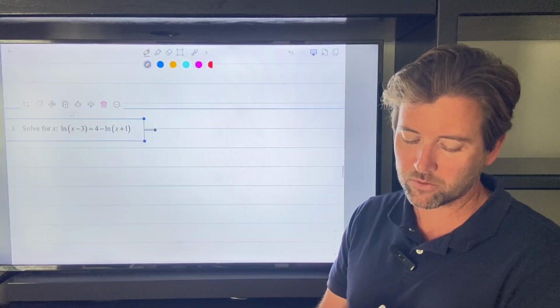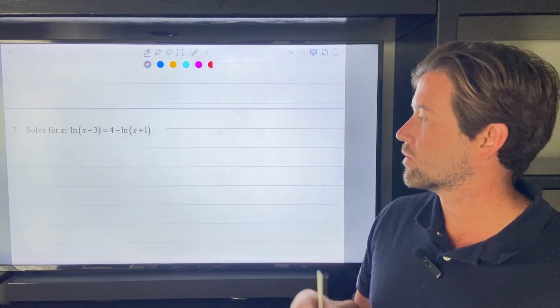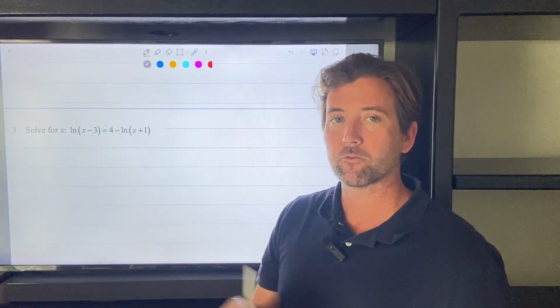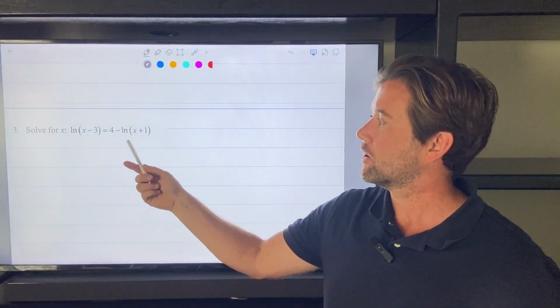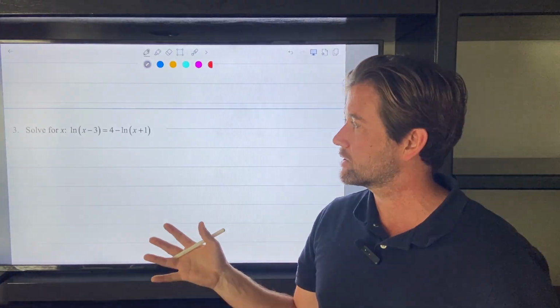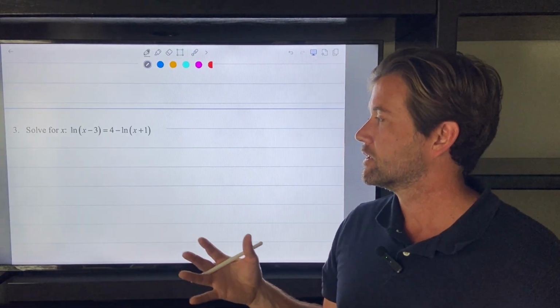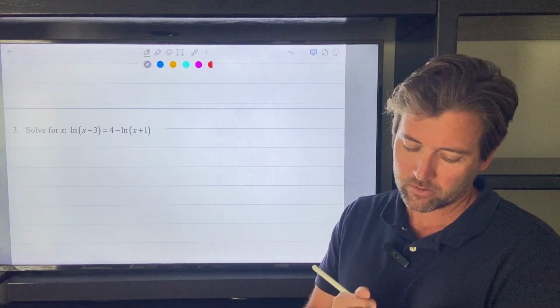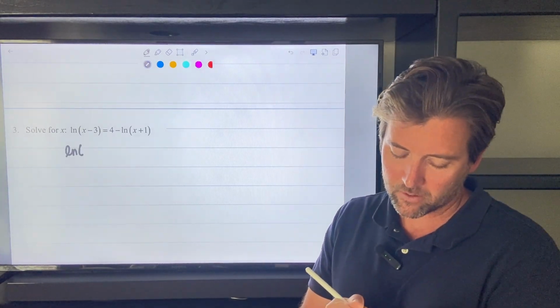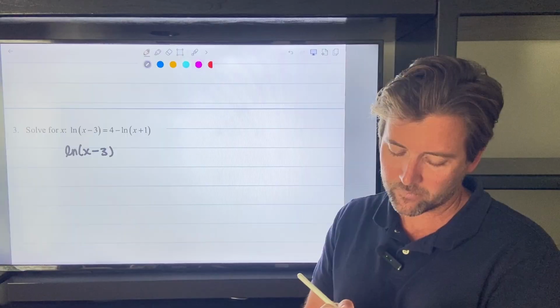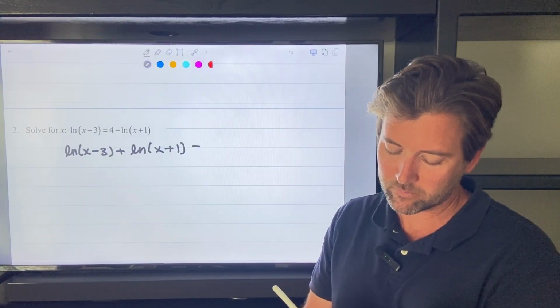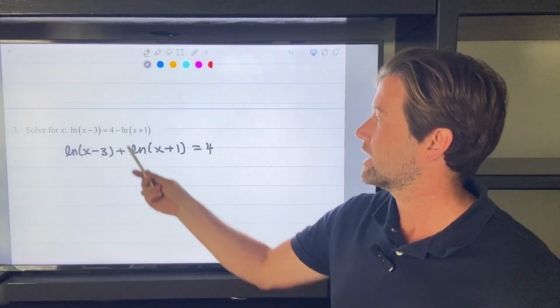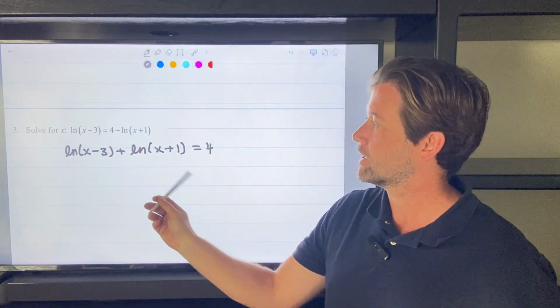Okay, question 3. So I want to solve this equation for x. And it's similar to the one that was on last week's quiz. Now, before I take base e, I would like to consolidate. I would like to condense these logarithms. So in the first step, I'm going to add the natural log of x plus 1 to both sides of the equation. So I added natural log of x plus 1 to both sides.